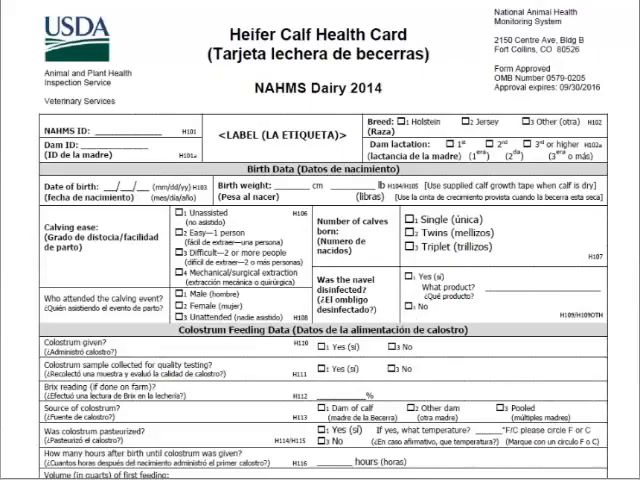This is just a little bit of the first page of the health card. We did do this, and it looks very busy, and it is a little bit busy, but the biggest reason is because we have English and Spanish on the card. We tried doing 2 different cards, and that really didn't work very well.